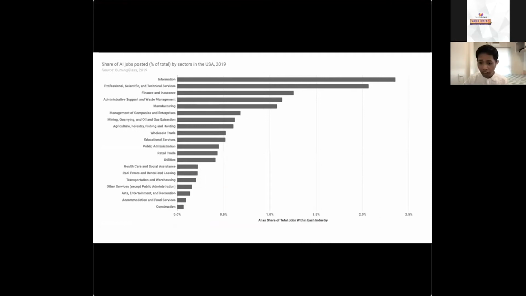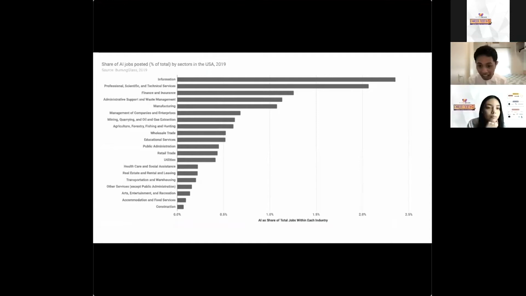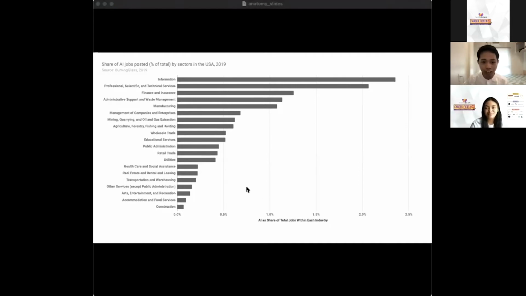As you can see here in this chart, this shows the percent share of AI or artificial intelligence jobs in different sectors in the United States. Obviously, at the top are information and technology-related companies, but a large portion is in finance, in manufacturing, and the sustainability sector. So it's slowly creeping in, and it's already happening in the United States. So expect something similar will happen in the Philippines in the near future.